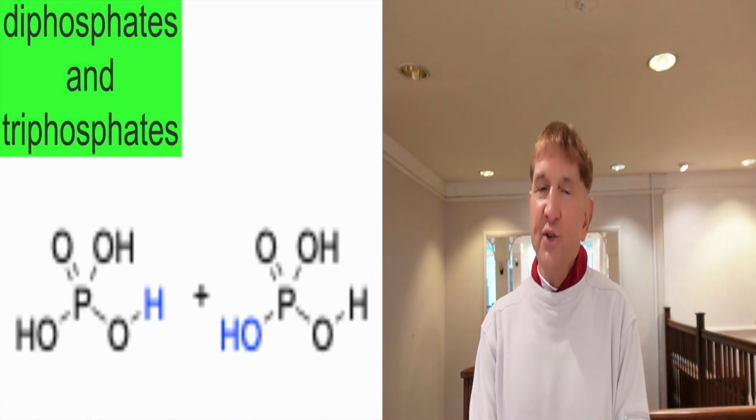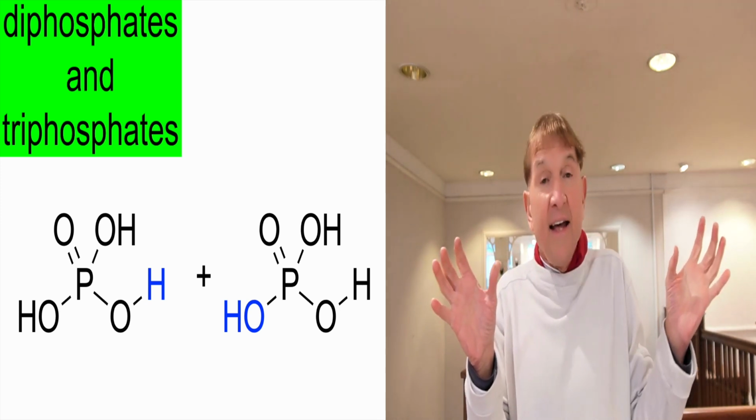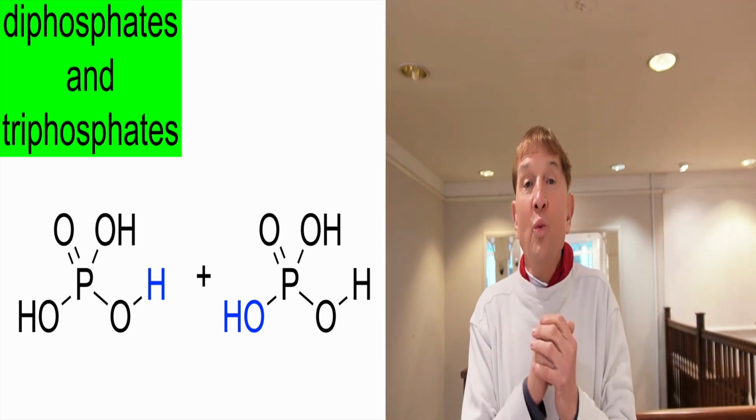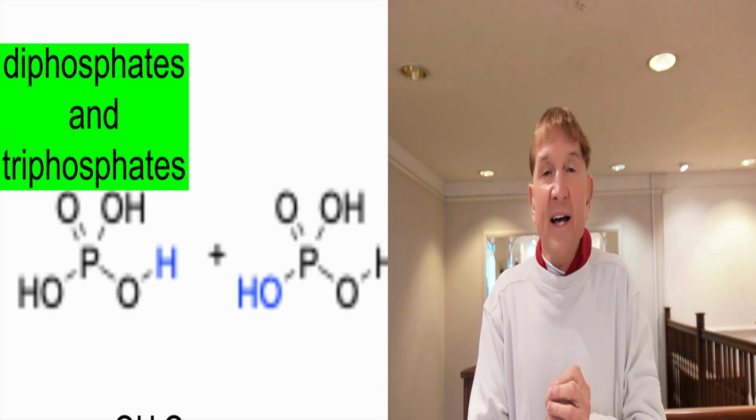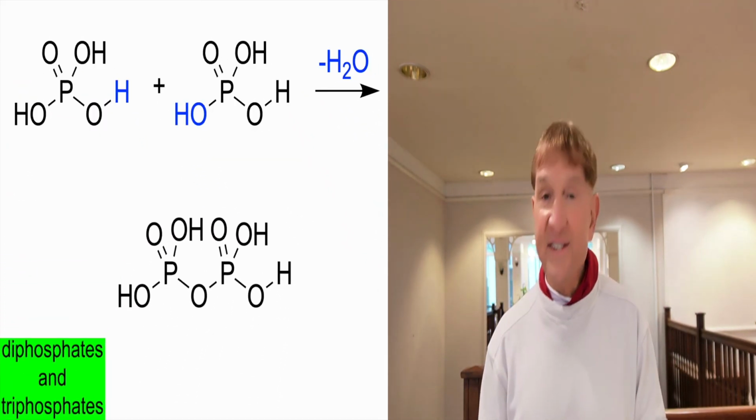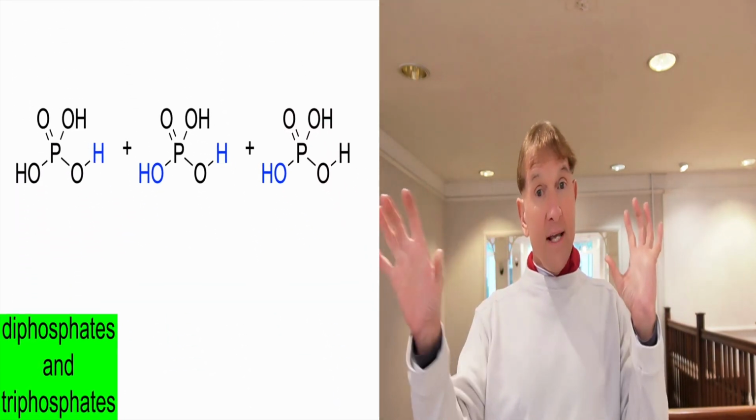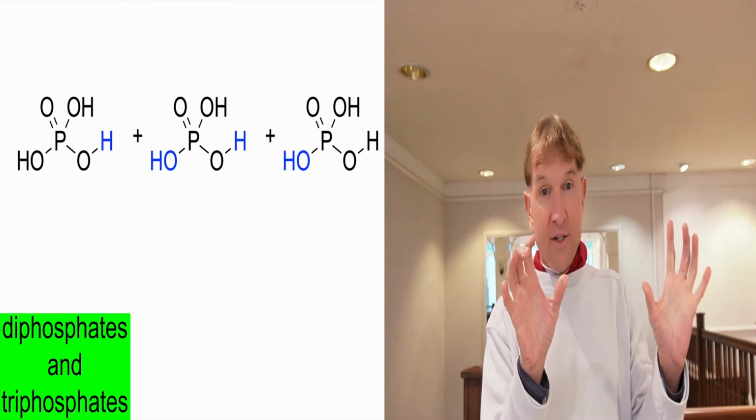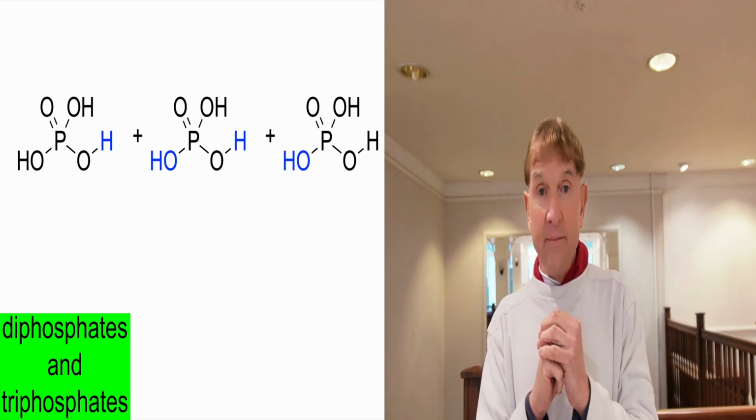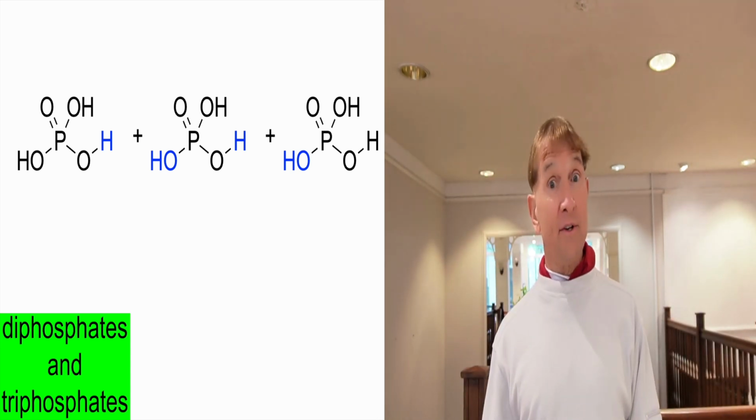Now let's imagine we take two phosphoric acid units and dehydrate them. We'll get a species which, inaccurately, we call a diphosphate, but it's not, it's an anhydride. If I were to take 3 phosphoric acid units and dehydrate them, I'd get a species which again, inaccurately, we call a triphosphate.